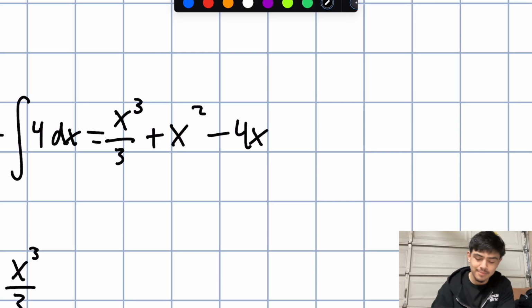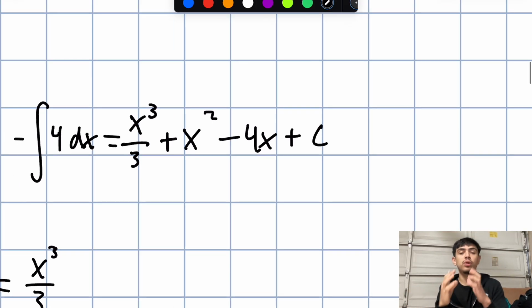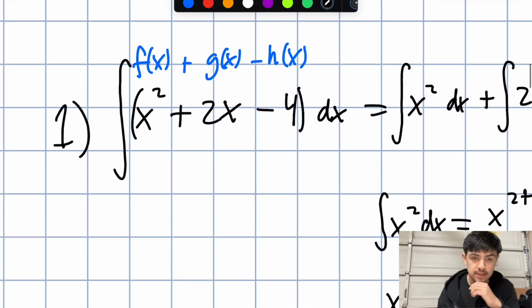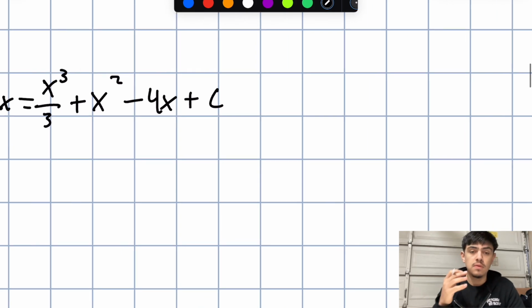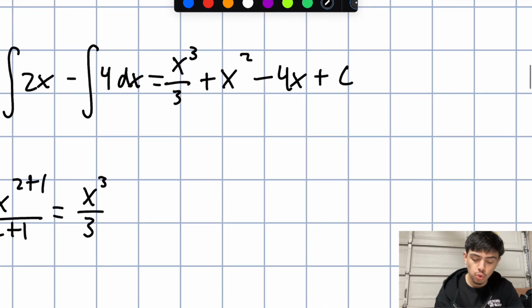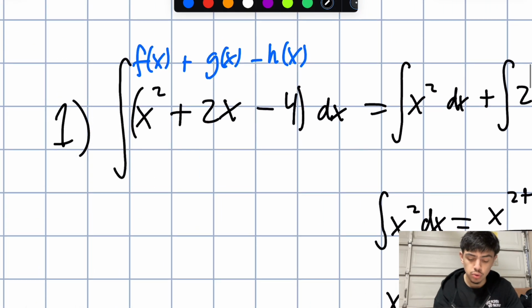The most important step is we always add a plus c, right? When we're doing indefinite integrals with no bounds, and we had no bounds in this case, we always add a plus c. We always add that plus c because there could have been a constant in the original function. We're doing antiderivatives, so when we take the derivative of this function, we end up with our integrand.